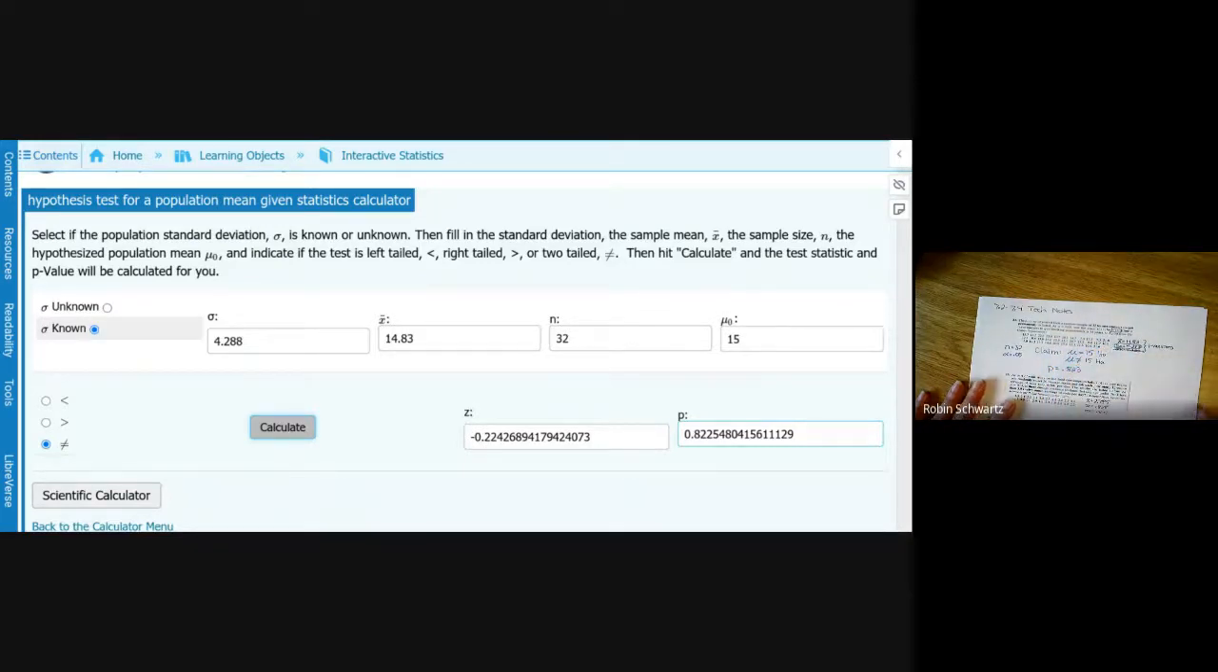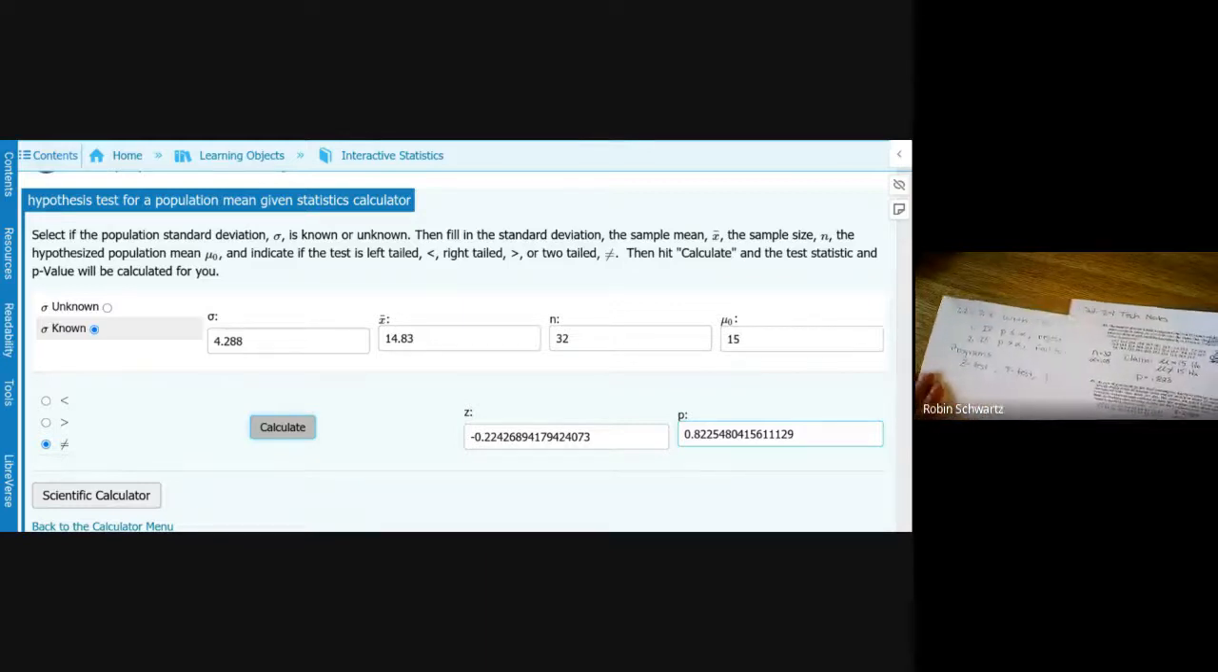And like I said, now we're ready to make our decision. According to the notes, the p is 0.823. The alpha was 0.05. So the p is definitely greater than the alpha. So when it's greater than the alpha, we fail to reject the H0.